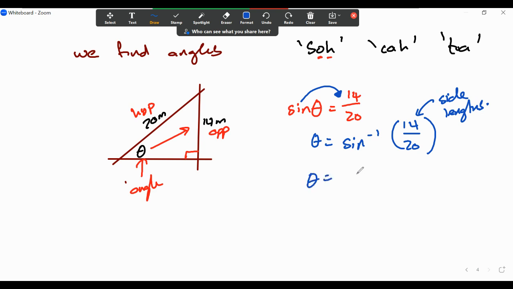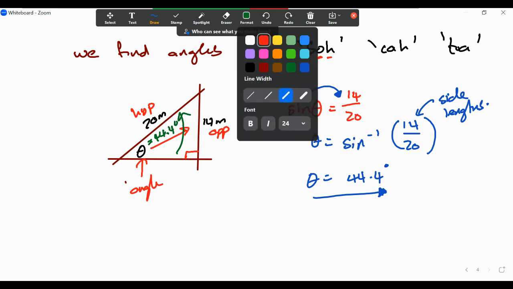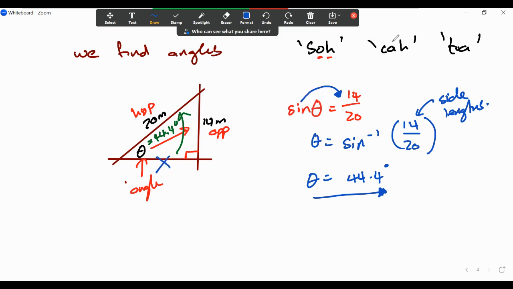And so theta will equal shift sine. So grab your calculator, press shift sine, fraction button, put 14 at the top, put 20 at the bottom, close the bracket. They'll come to 44.4. 44.4 degrees for angle theta. Okay, 44.4 degrees would be angle theta, and that would be the angle from there to there. All right, in this particular question, we were not given the adjacent side, so we did not use the adjacent formulae from that.